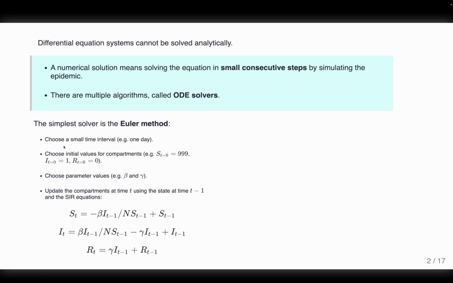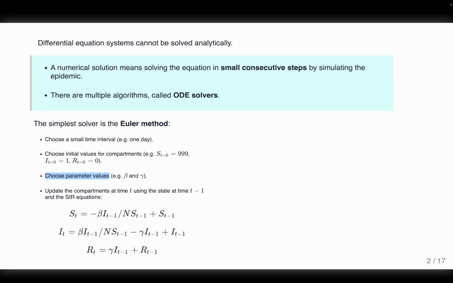First of all, we need to choose a small time interval in which we want to solve our model. And then we need to choose the initial conditions for our simulation. In this case, we simulate a population of 1,000 individuals, of which 999 are susceptible, 0 are immune, and then we insert just one infected case. Then we need, of course, the parameter values of the model, our usual beta and gamma.